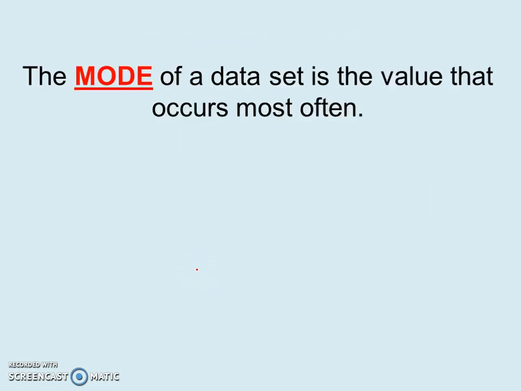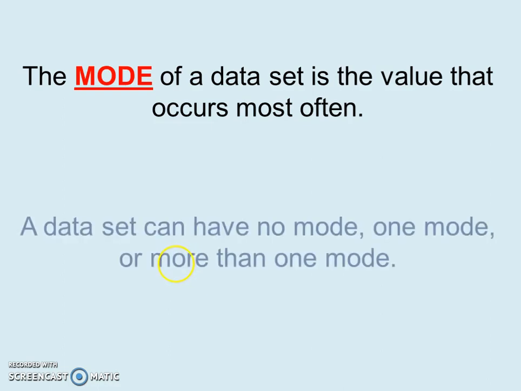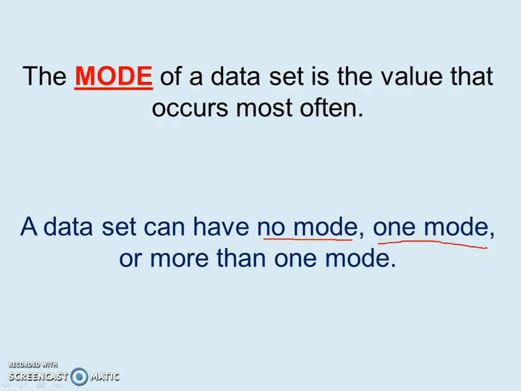Okay, next up is mode. The mode of the data set is the value that occurs the most often. So it's the number that shows up the most, right? And so a data set can technically have no mode, one mode, or more than one mode. So if it has no mode, that means there's no number that shows up more often than anything else. If it has one mode, that means there's one number that shows up the most.